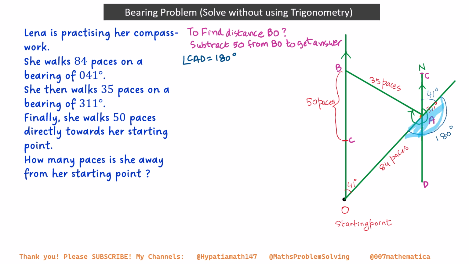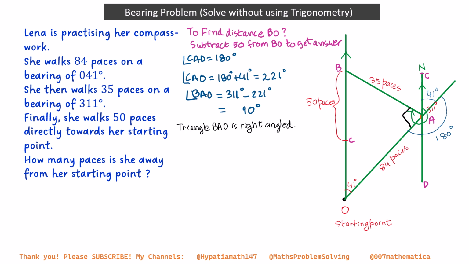So the next step is to point out the other 180 degrees. You have this is 180 degrees, and so this bit of the angle would be 311 minus 221 degrees, and that is 90 degrees. So angle BAO is 90 degrees, which makes triangle BAO a right angle triangle. And so you see this is nearly solved, isn't it? So all we have to do is to say that OA squared plus AB squared is BO squared, and then we find what BO is.